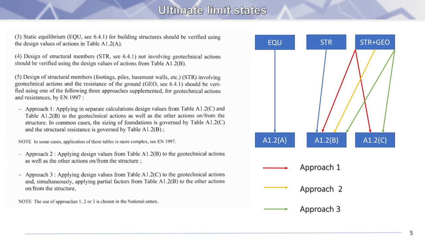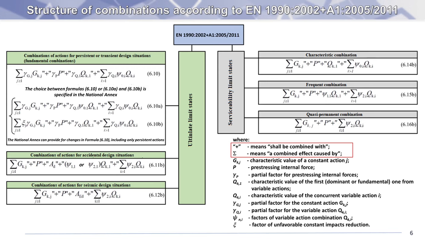Calculation of structural elements for which geological and technical impacts as well as soil resistance shall be taken into account must be performed by applying one of three approaches shown in the above given scheme. The National Annex regulates which approach can be applicable. All formulas used to calculate the combinations are summarized in the diagram as demonstrated on this slide.